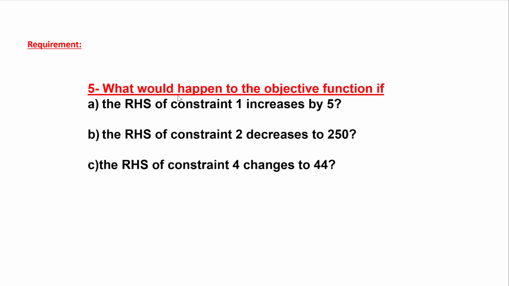Requirement 5. What would happen to the objective function if A, the right hand side of constraint 1 increased by 5, B, the right hand side of constraint 2 decreased to 250, C, the right hand side of constraint 4 changed to 44.